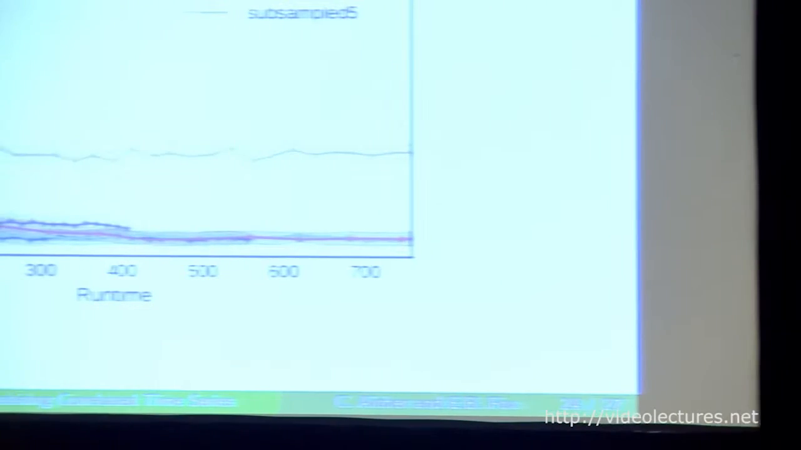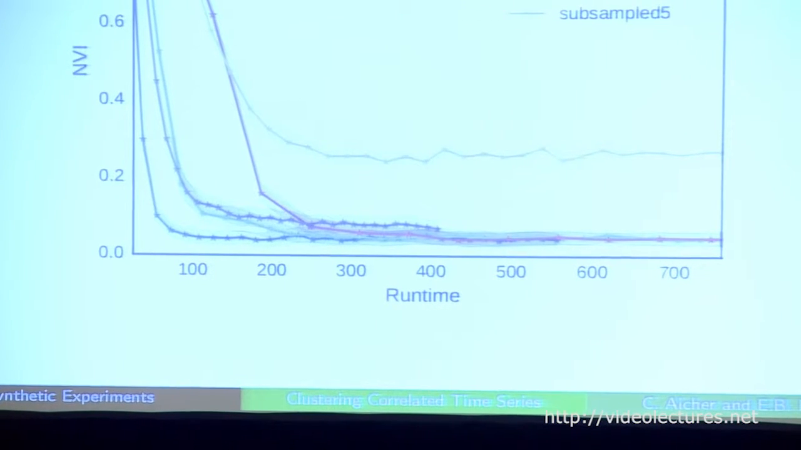So there's a similar picture for low signal to noise. And the only reason I'm showing this is that subsampling does very poorly here. It's because of the initialization, you might be subsampling the wrong series. So don't use the subsampling method.